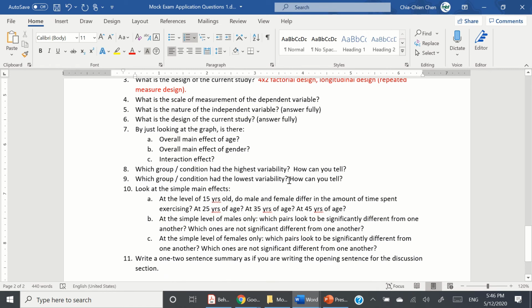Okay, number 10. Now looking at the simple main effects. So what are the simple main effects? We're just looking at one level of something. So A, at the level of 15 years of age, do male and female differ in the amount of time spent exercising? And what about at 25, at 35, at 45?